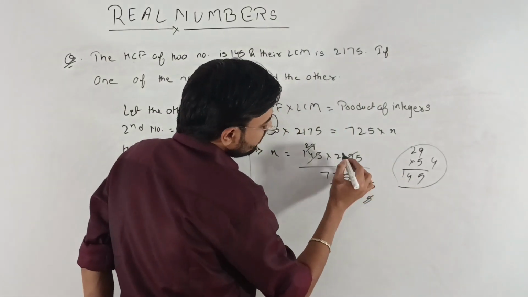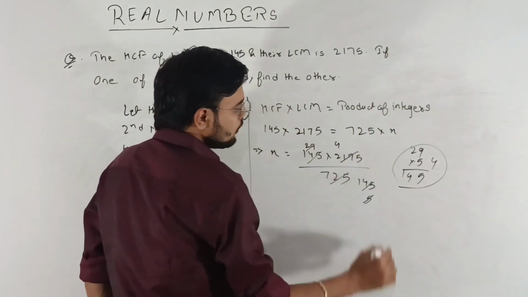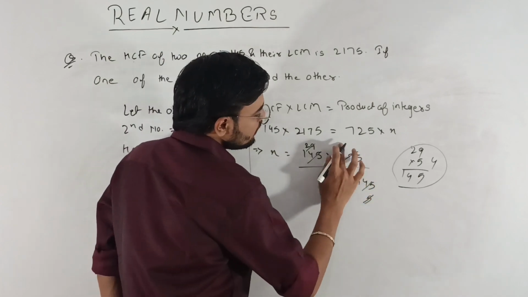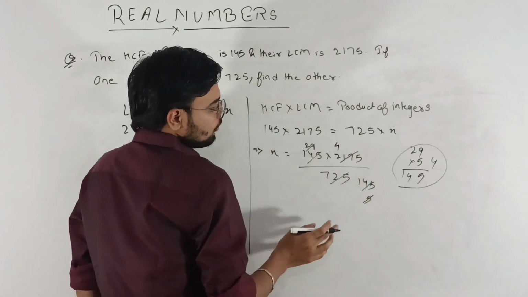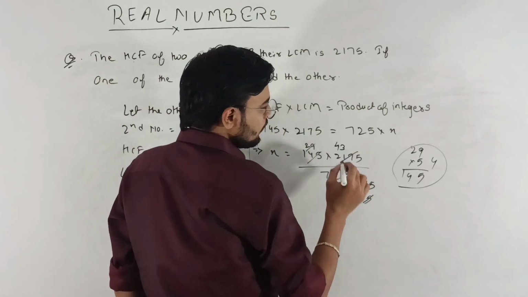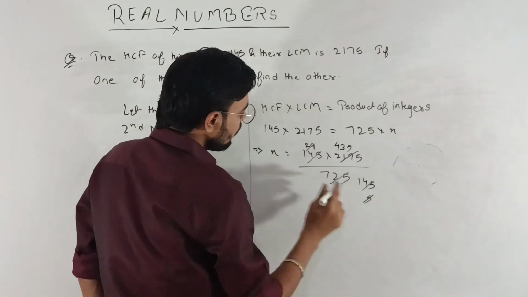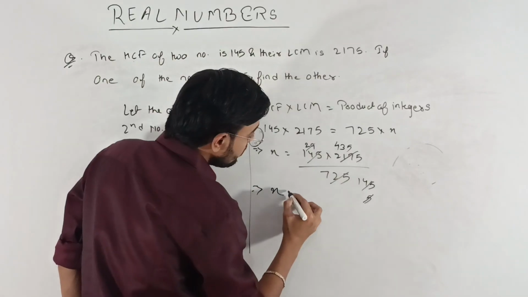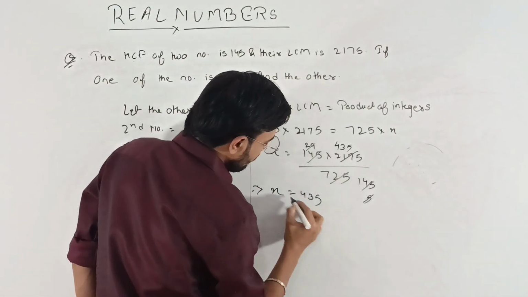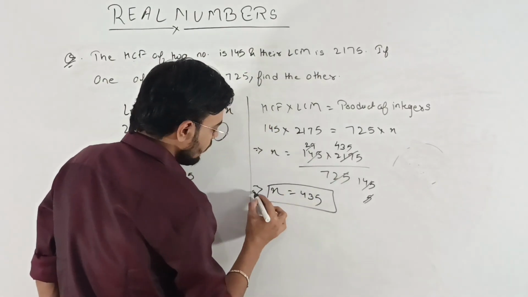Now from 5, this one is cancelled. 5 fours are 20. 5 threes are 15. 5 fives are 25. Then we have x is equal to 435. This is our answer. x is 435.